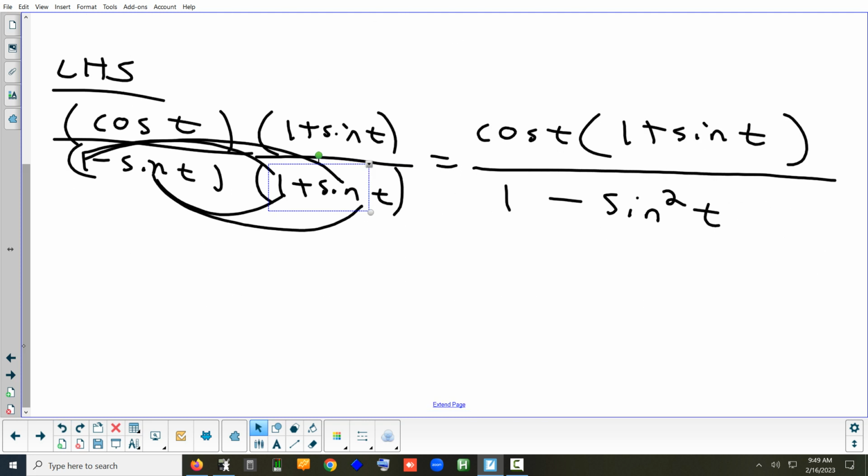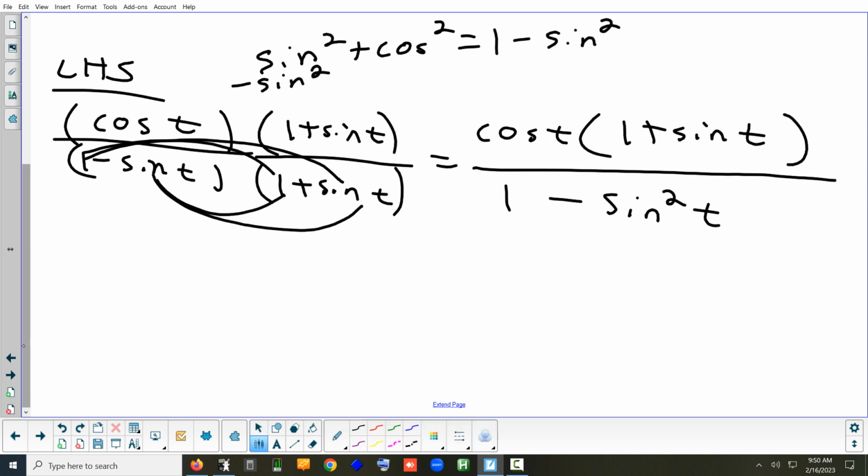Now, look at the bottom. It looks kind of like something. What does the bottom kind of look like? One of the Pythagorean identities. Yeah, it is. Write this down. It's that identity, it's just we moved some things around. What would I have to do on each side to make this identity look like that? Subtract the sine squared. If you move the sine squared to the other side, it says that 1 minus sine squared is equal to what?